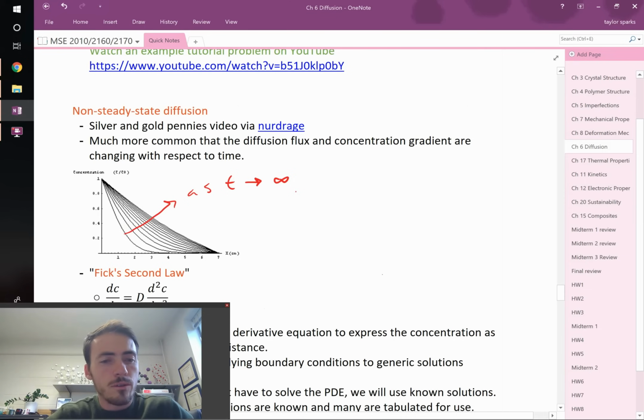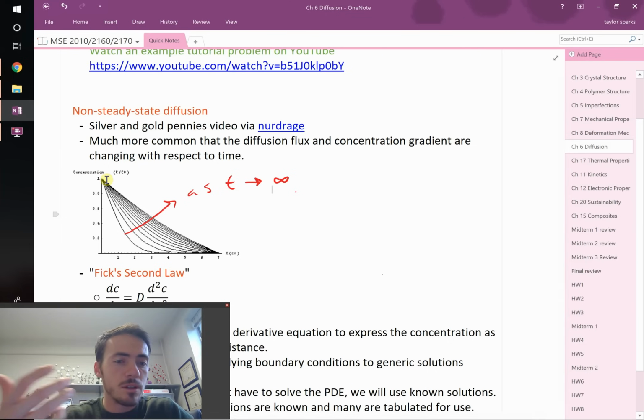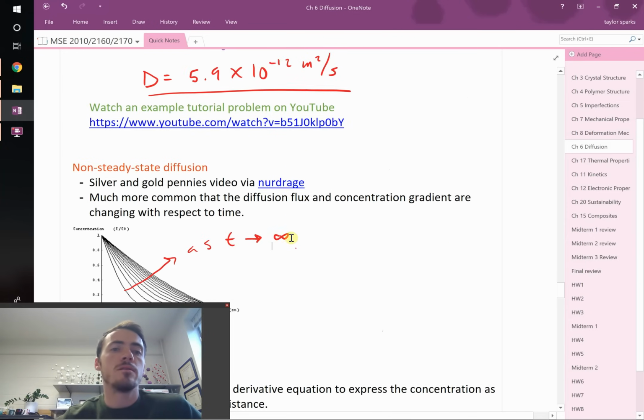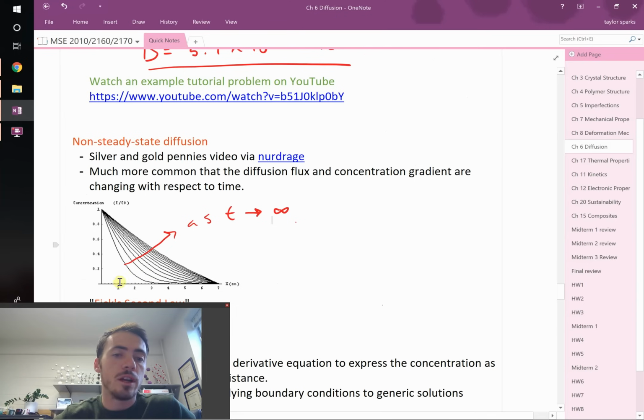If you hold it for a longer and longer time, these concentration profiles slowly change, and you notice what they're trending towards: they're starting to look linear. So if you take a non-steady state condition and let it equilibrate, give it long enough time, whatever time scale matters for your material, it will eventually reach this nice linear profile. That's steady state condition, or sorry, non-steady state turning into steady state.